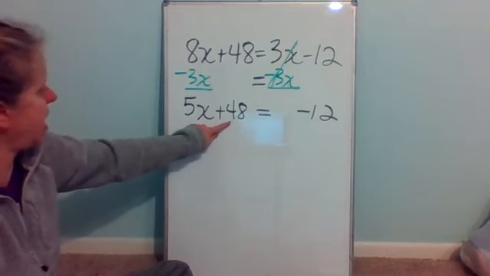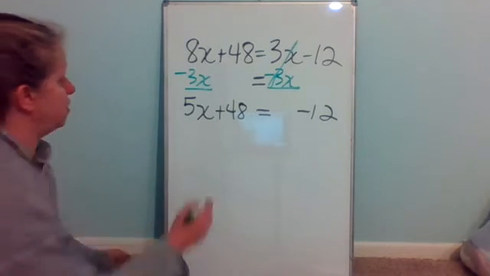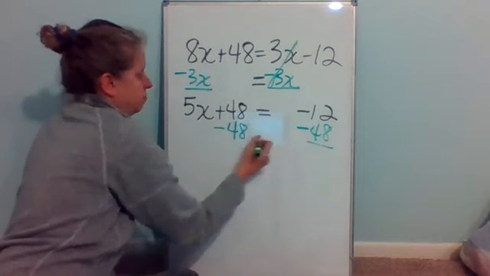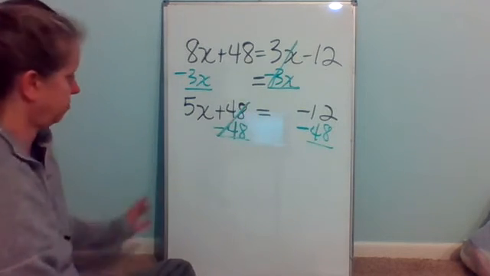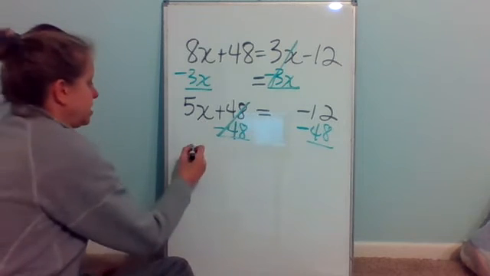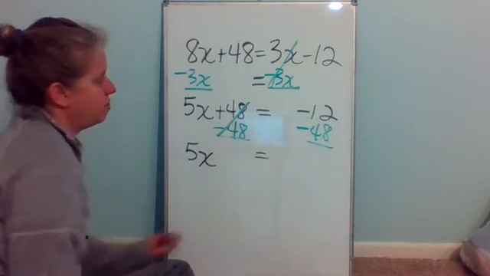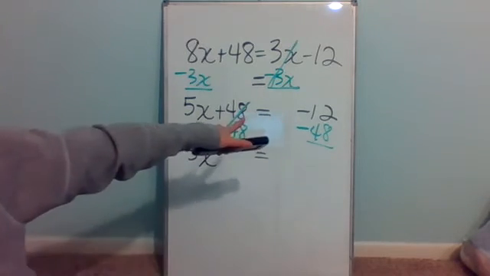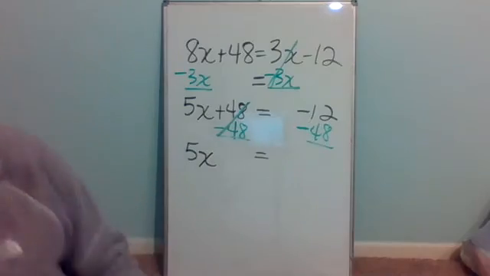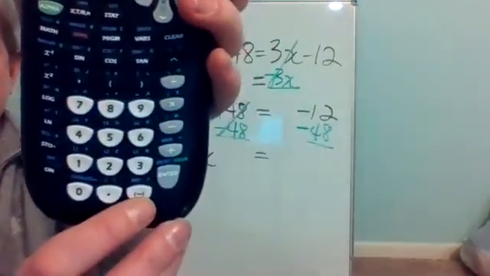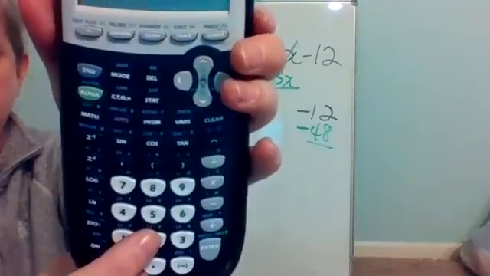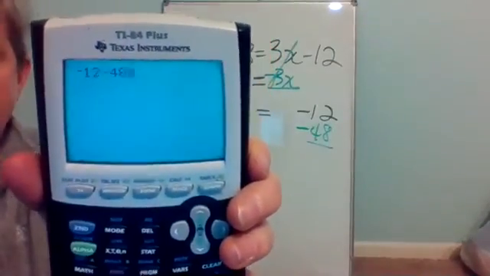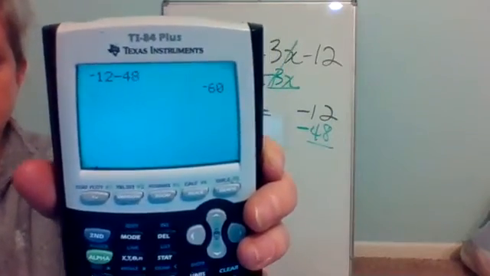So let's see, getting this x by itself, I need to get rid of this plus 48 with a minus 48. So now all I have left over here is the 5x. Now remember, if you want to type this in, tell your calculator exactly what you want to know. You want to know what negative 12 minus 48 is. Well, tell it that. Here's your negative. So negative 12, then minus 48. So negative 12 minus 48 gives me negative 60.